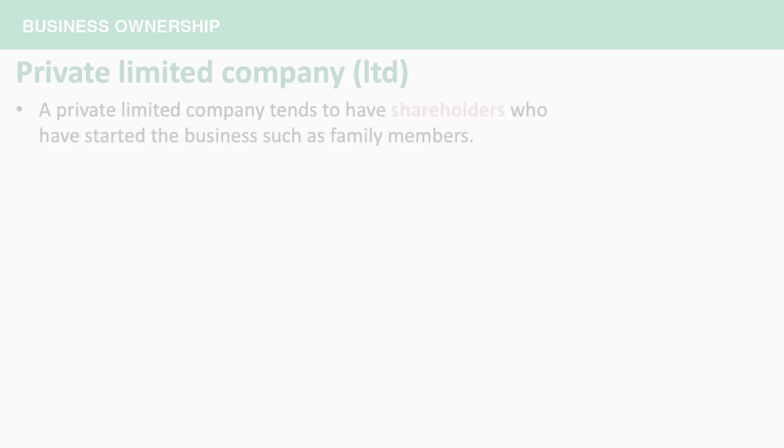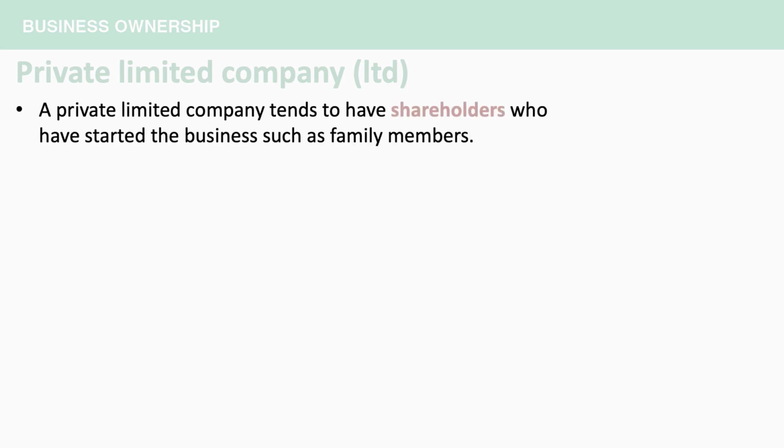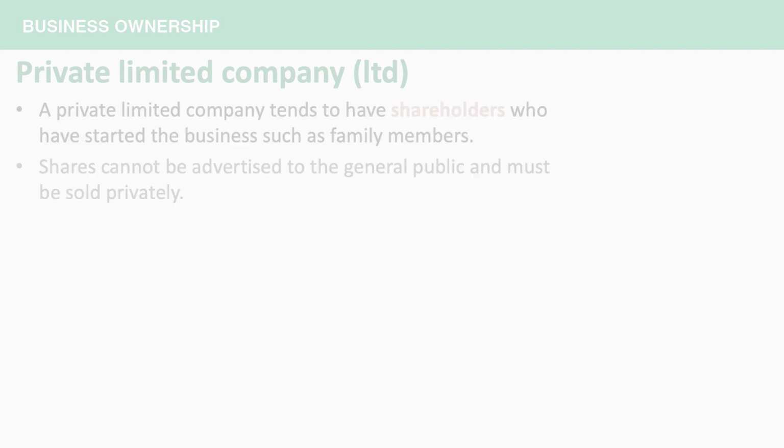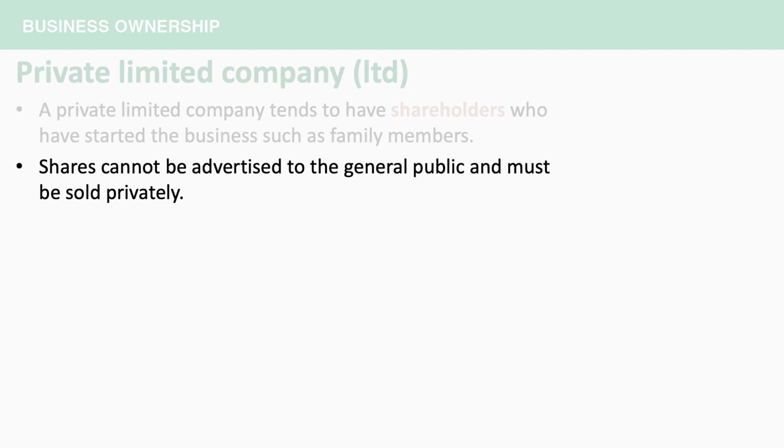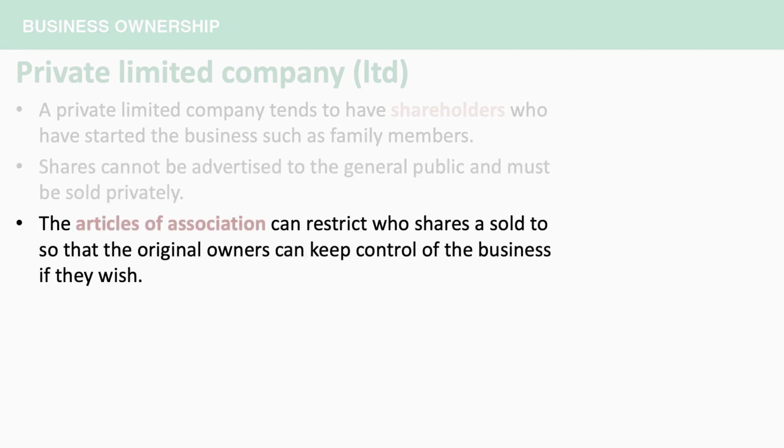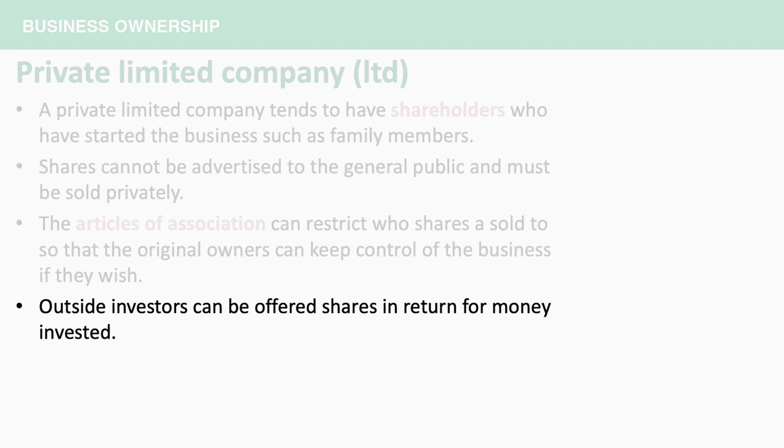So with companies, there are two types that you can set up. The first one we will cover is the private limited company. A private limited company tends to have shareholders who have started the business, such as family members. Shares cannot be advertised to the general public and must be sold privately. The Articles of Association can restrict who shares are sold to so that the original owners can keep control of the business if they wish. Investors can be offered shares in return for money invested.